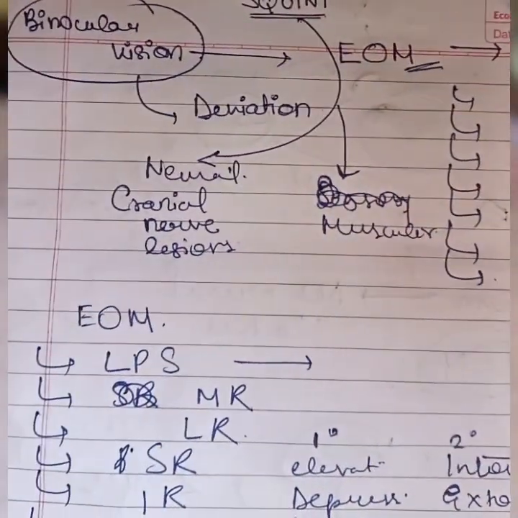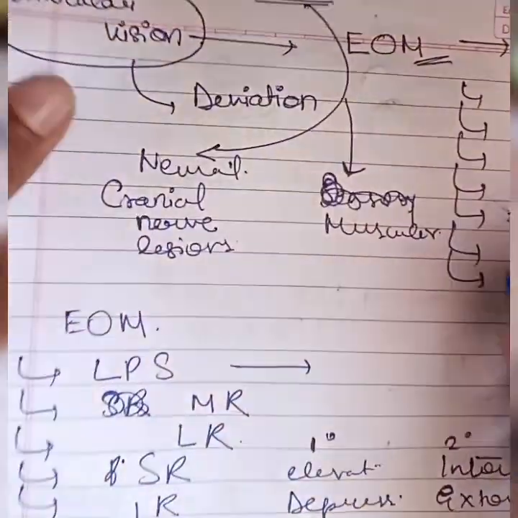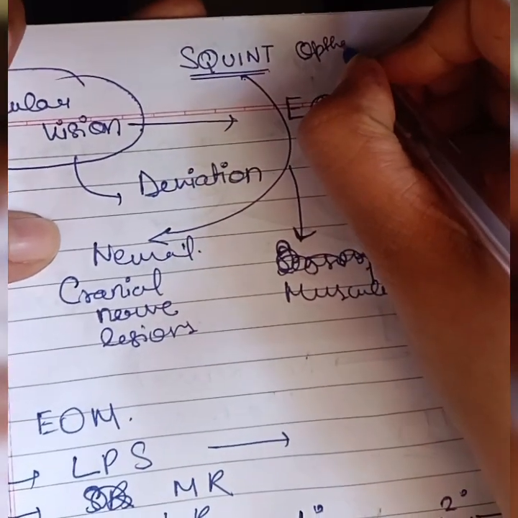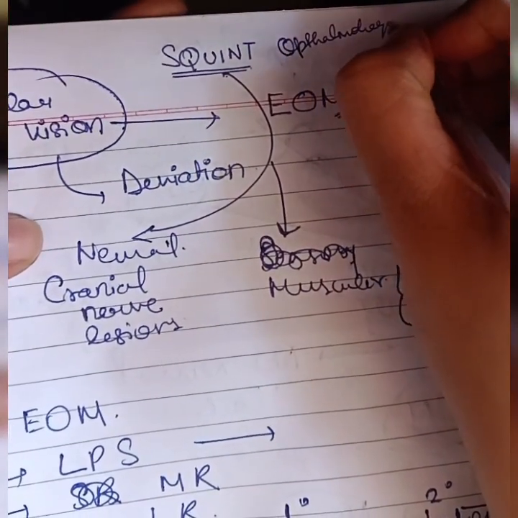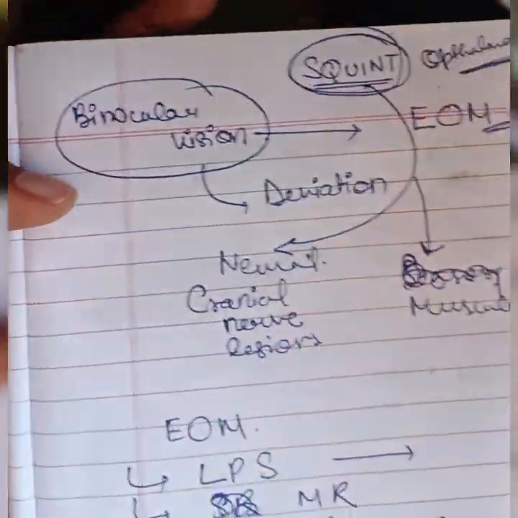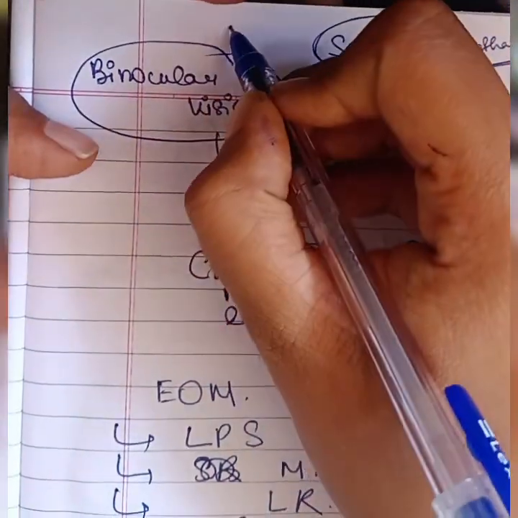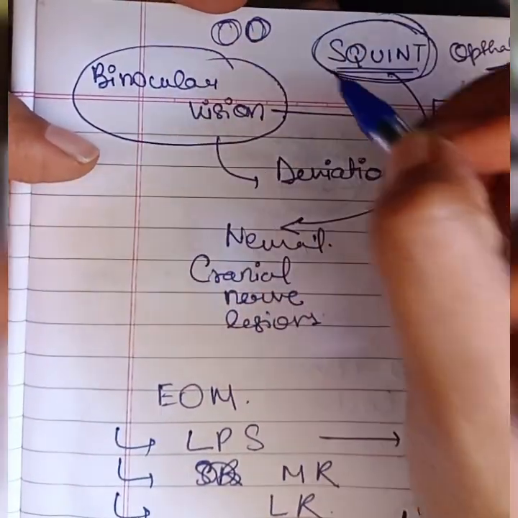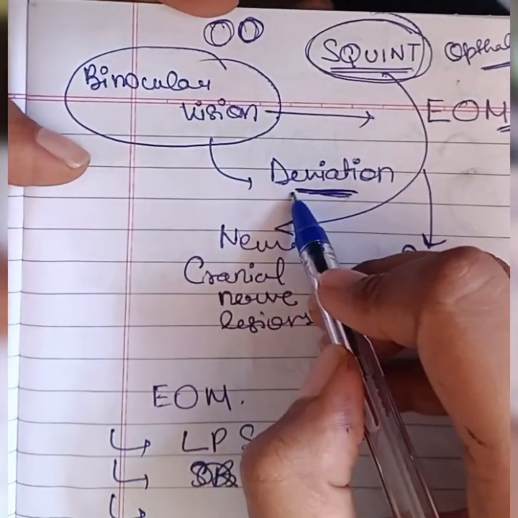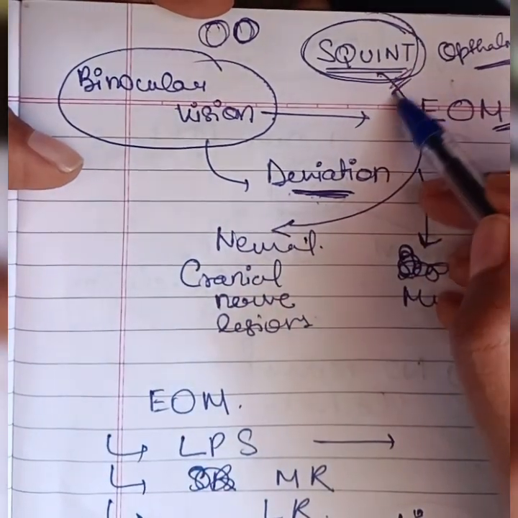So today this is ophthalmology, and the topic is squint. So what is squint? We have our binocular vision. Any kind of deviation from your binocular vision basically results in a condition which is called squint.